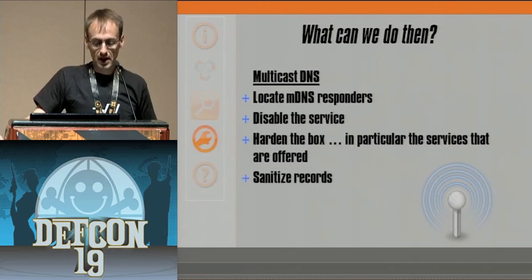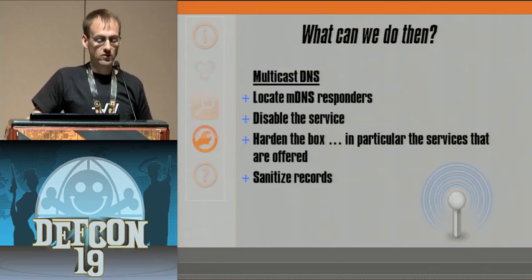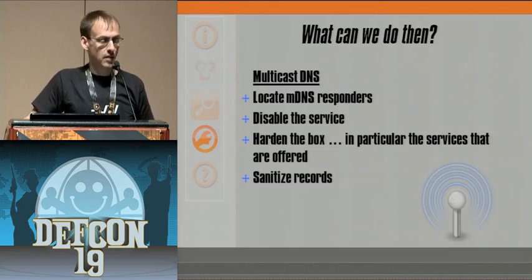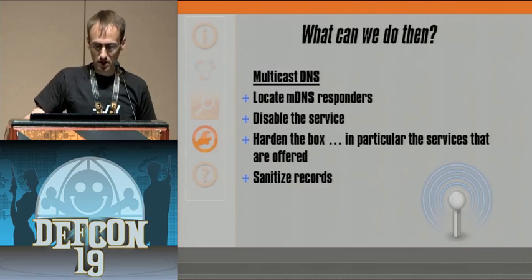And now, as far as multicast DNS is concerned, the first one was basically to deal with people listening out there on the network. But how do you deal with people who are advertising? I think it's important to take the tools that I've developed to locate the MDNS responders out there. Disable the service if you can. And if you can't, harden the box, in particular the services that are offered. And make sure, if you can, to also sanitize those records.